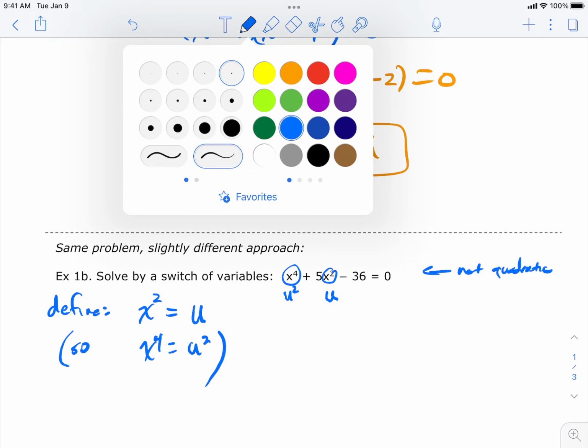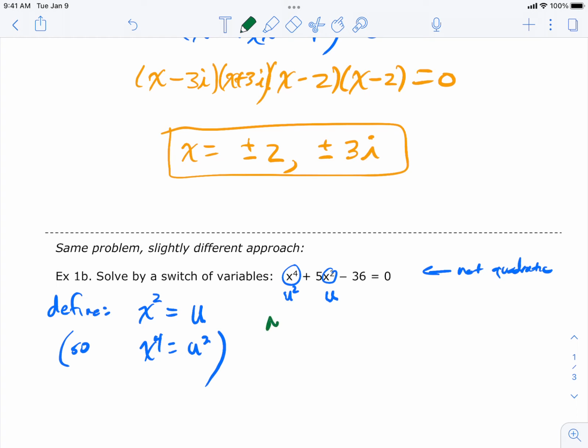So what we've got is a transformed equation. New equation. Instead of writing x to the fourth, I'm going to write u squared, 5 times, instead of writing 5 times x squared, I'm going to write 5 times u, and then minus 36 equals 0. And this is a quadratic equation, and that's what we're aiming for. This is what we mean when we say an equation in quadratic form. This one is not quadratic, but you can reshape it, massage it, and make it look quadratic with a little switch of variables.